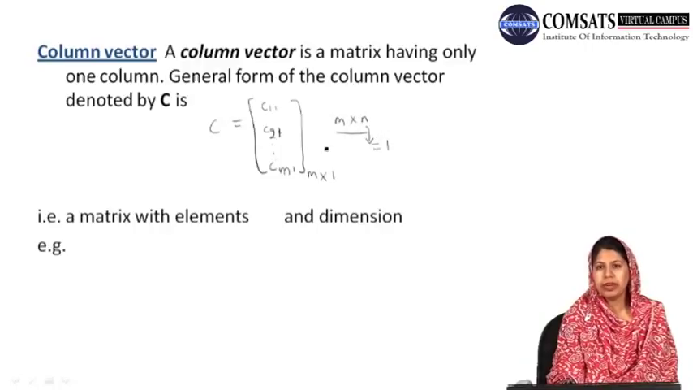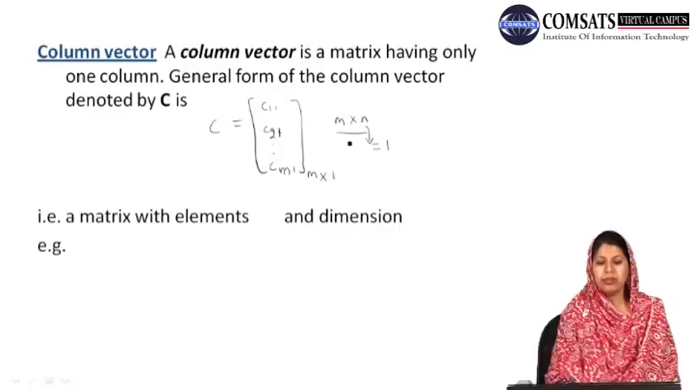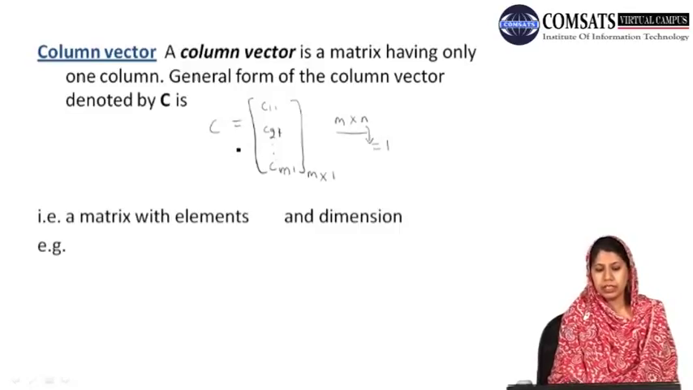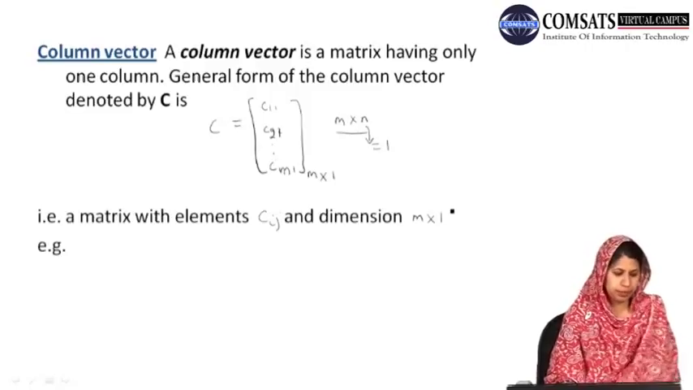To define the column vector, we are only concerned with the value of n, that is the number of columns. And to define the row vector, we are only concerned with the value of m, that is the number of rows. So a column vector denoted by capital C is a matrix with elements Cij and dimension m cross 1, or m by 1.